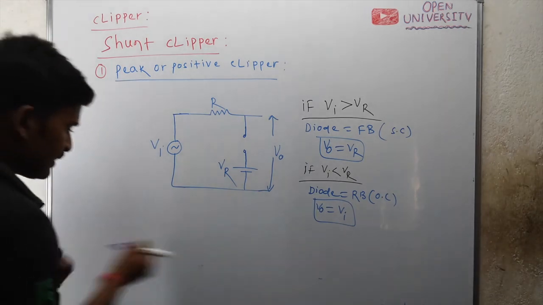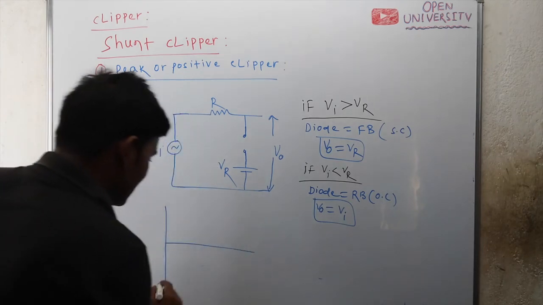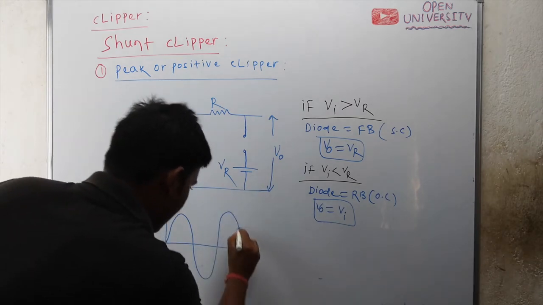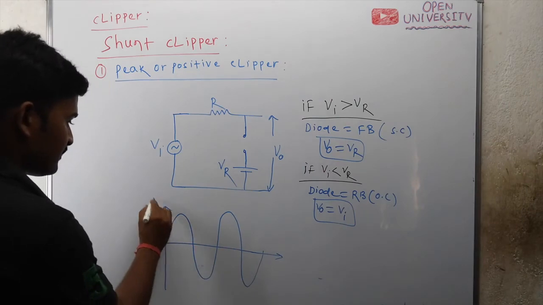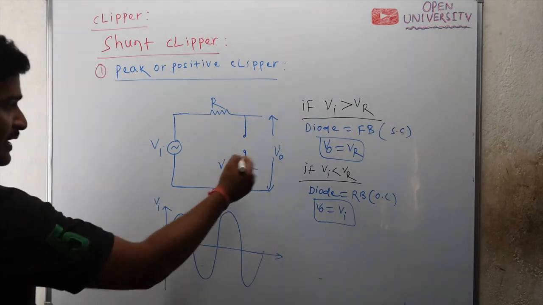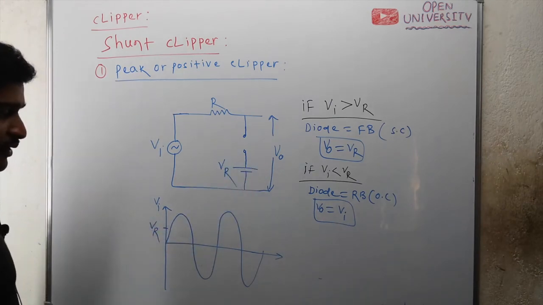Now if Vi is a sinusoidal signal like this, if this is your Vi and let VR be a positive voltage, so I am giving VR some positive value.